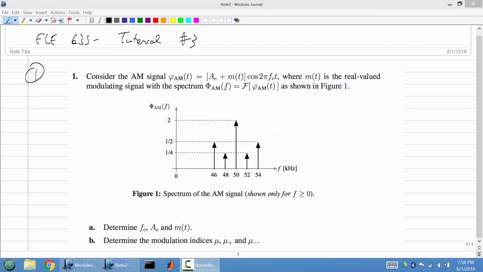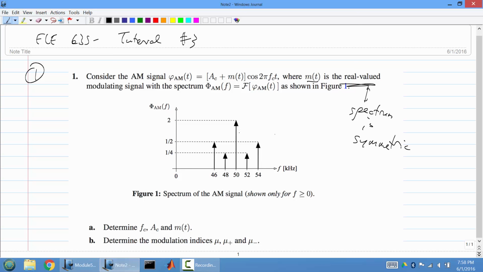This is the first part. There's actually 6 parts to this question, but I'm only showing the first couple of parts here. So we've got an AM signal, and we know that m(t) is real valued. What that means is that the spectrum is symmetric, which is nice. And notice that they only show half of the spectrum, which makes sense, because if it's symmetric, you don't need to show the negative half. So it's a real valued modulating signal, and this is what the Fourier transform will look like of the AM signal.